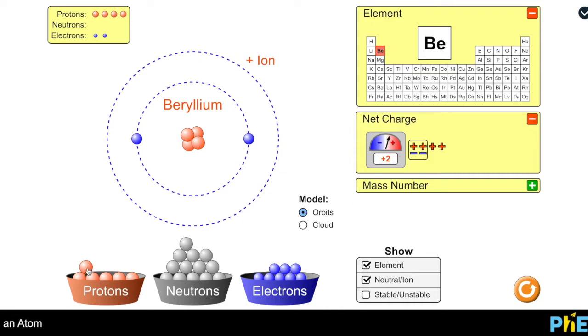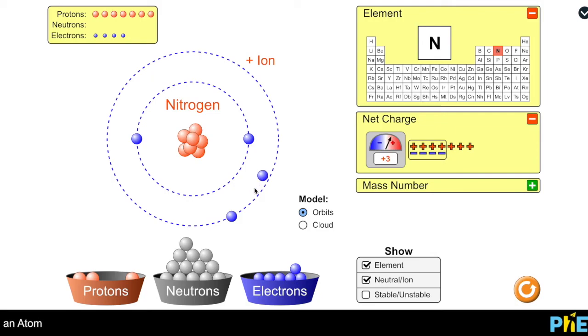Now, let's try it on the other side of the periodic table with nitrogen. So we need 7 protons in our nucleus, and we need 7 electrons surrounding our nucleus. All right, so now that we have our electrons, we look at nitrogen and we see, okay, it can either look like neon or helium.